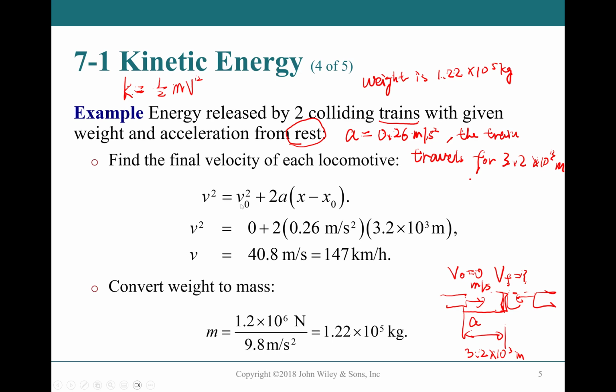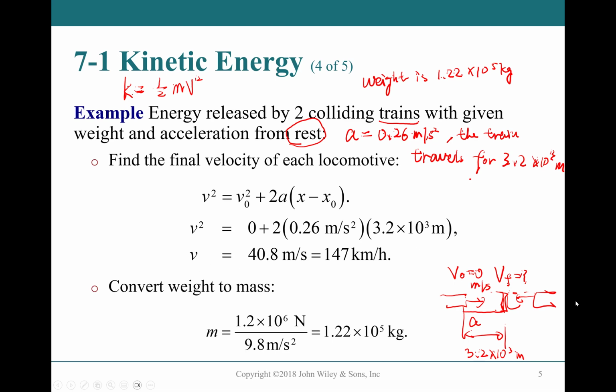We can use the kinetic equation to calculate that because you know your initial speed is 0, you know your acceleration is 0.26, and you know the distance traveled by the train is 3.2 times 10 to the power of 3 meters. So you can calculate the final speed, which is 40.6 meters per second, because your initial speed is 0 starting from rest, acceleration is 0.26, and the travel distance is 3.2 times 10 to the power of 3 meters.